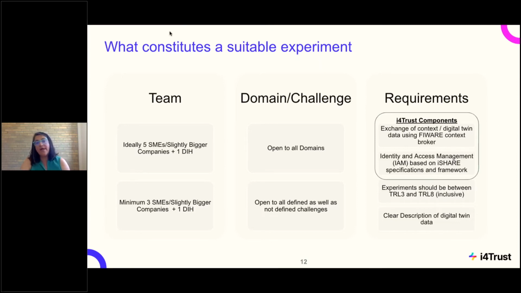And there are some other important eligibility criteria. The experiment should use the i4Trust components, so the exchange of context and description of the data, and the usage of digital twins. Another important element is the TRL. The TRL of the experiment should be between 3 and 8 inclusive.